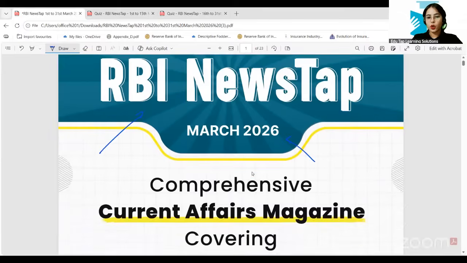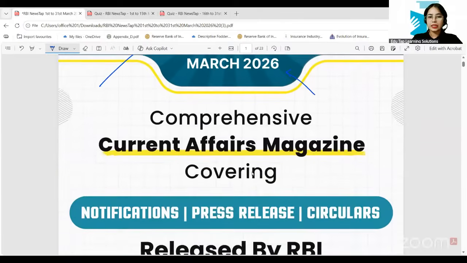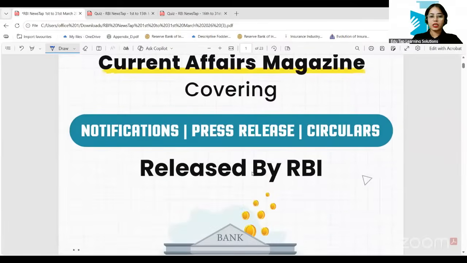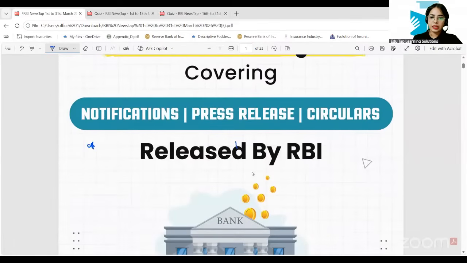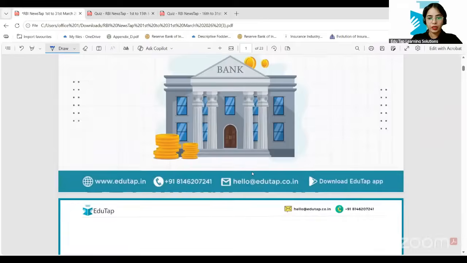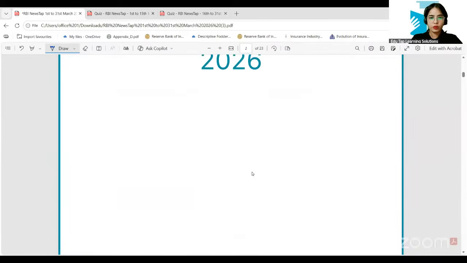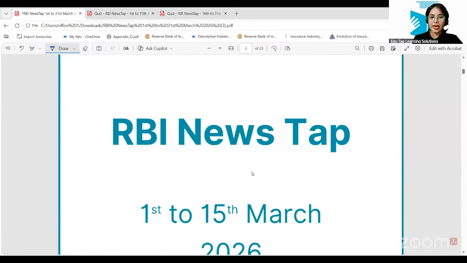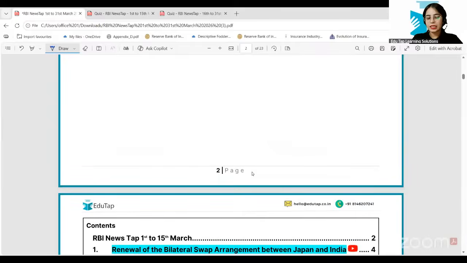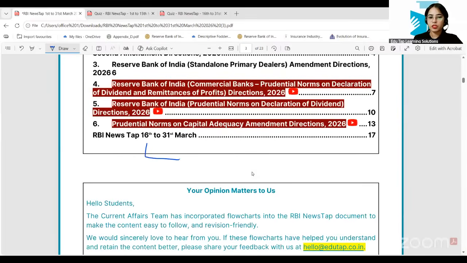This document contains the notifications, press releases, and circulars that are released by the Reserve Bank of India. It is divided into two parts. First is 1st to 15th March 2026, and the next part is 16th to 31st March 2026.